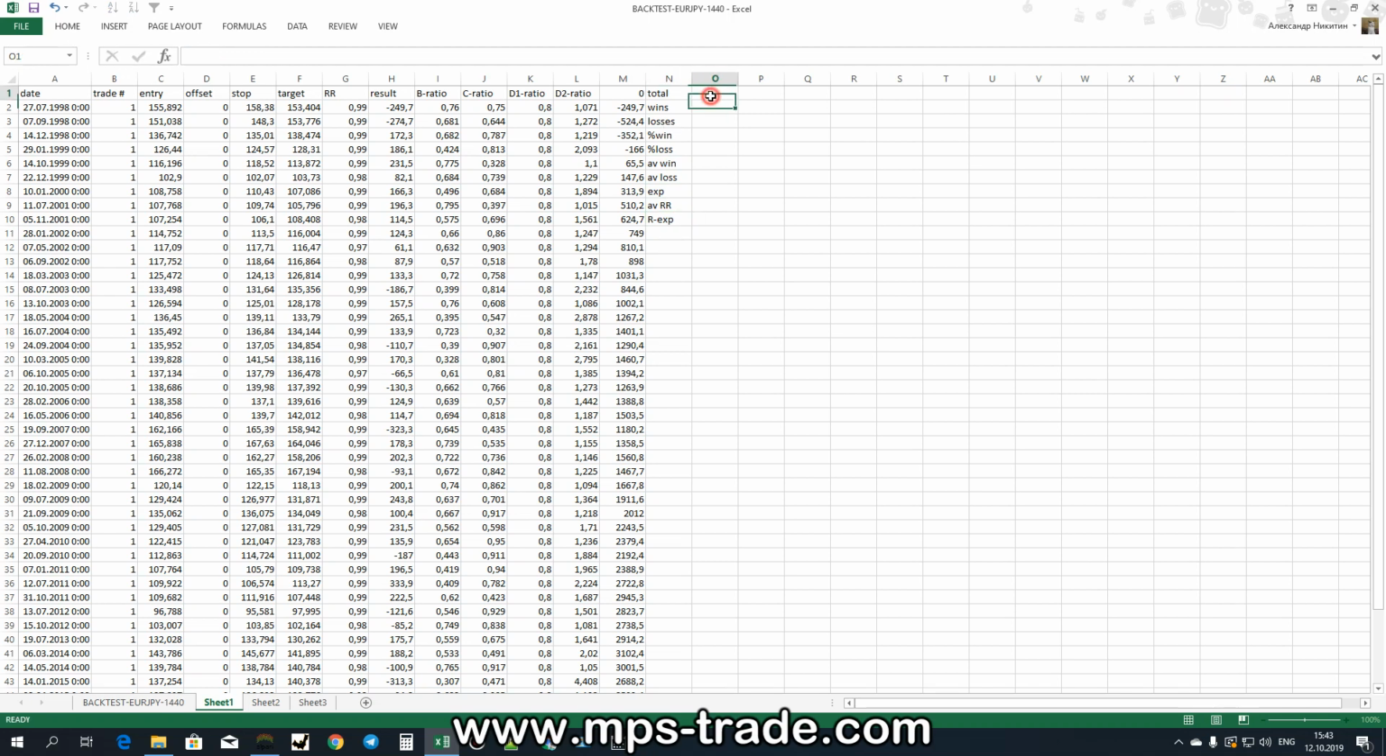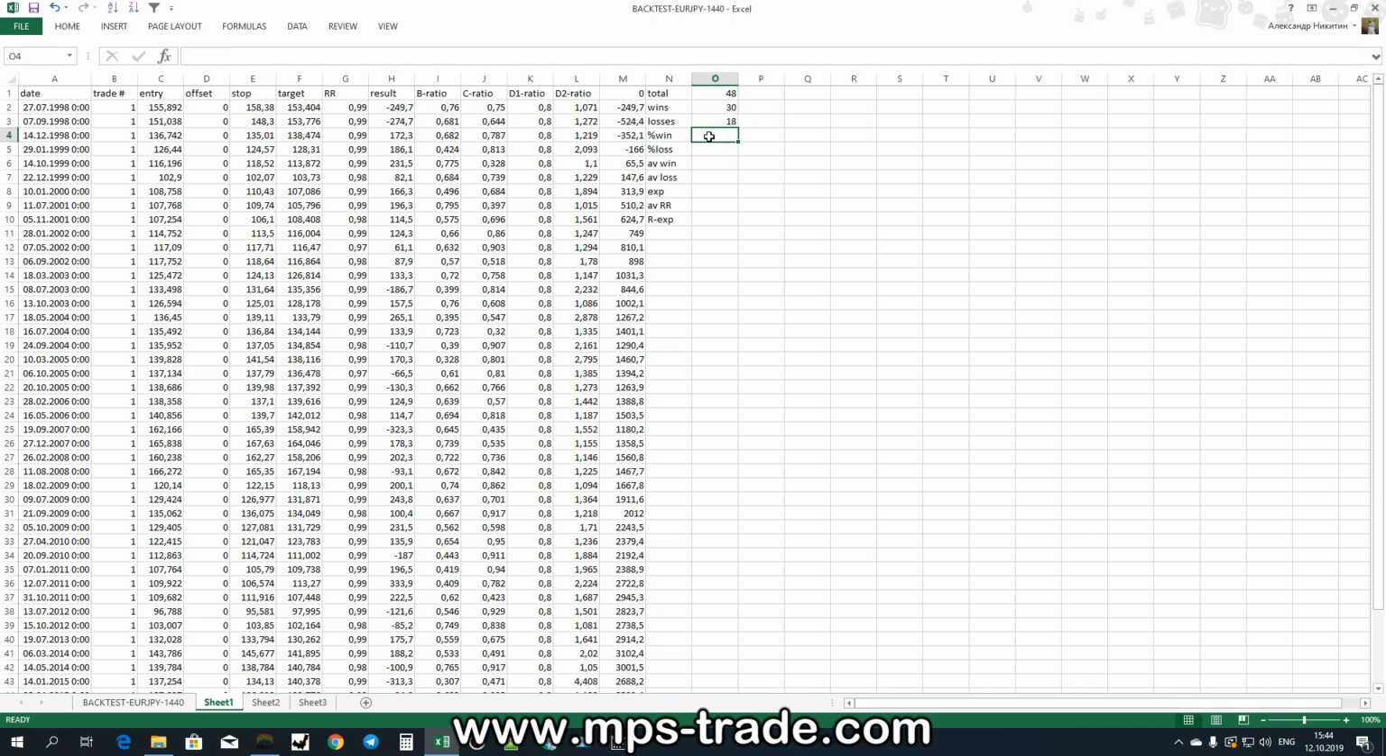Okay. To calculate total trades, we use this formula. Count, then we show the range, and all numerical numbers will be calculated. So totally we had 48 trades. To calculate winners, we use this formula. COUNTIF. Again, this range, and we should specify the criteria more than 0. Only calculate positive numbers. To calculate losses, we should use this formula. Total minus winners. Very simple.